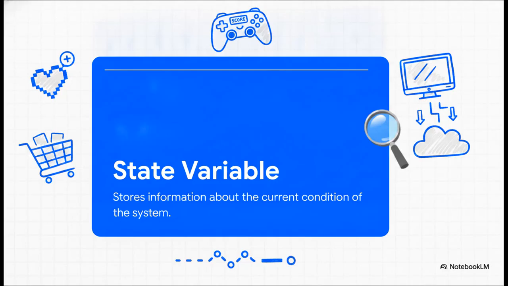But before we jump into pillar number one, we need a solid anchor, and that anchor is the state variable. A state variable simply stores information about the current condition of a system. Think of it like the computer's memory, keeping track of what's happening right at this exact second. Whether it's your current high score, if your shopping cart is empty, or how many lives you've got left, the state variable tracks it all.